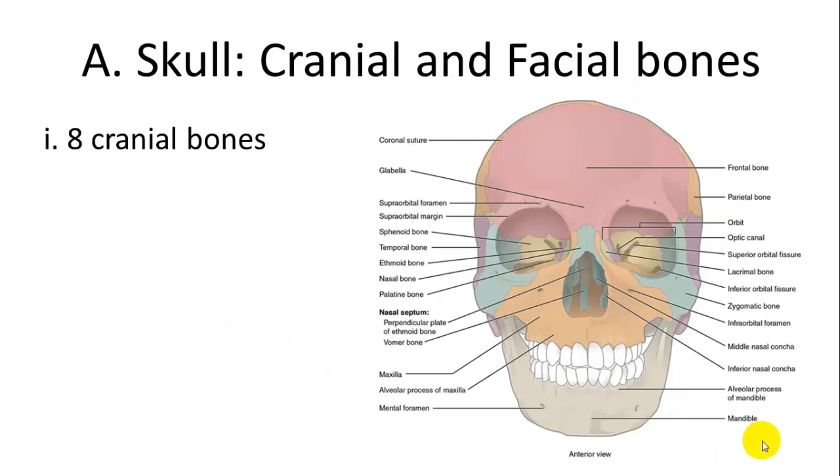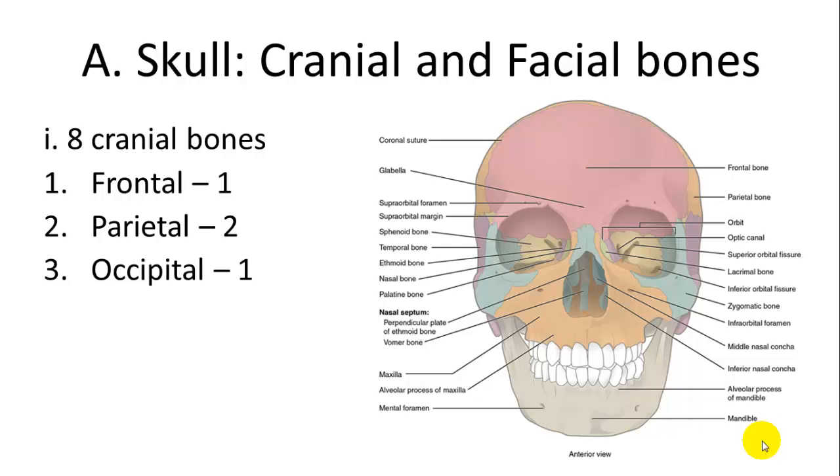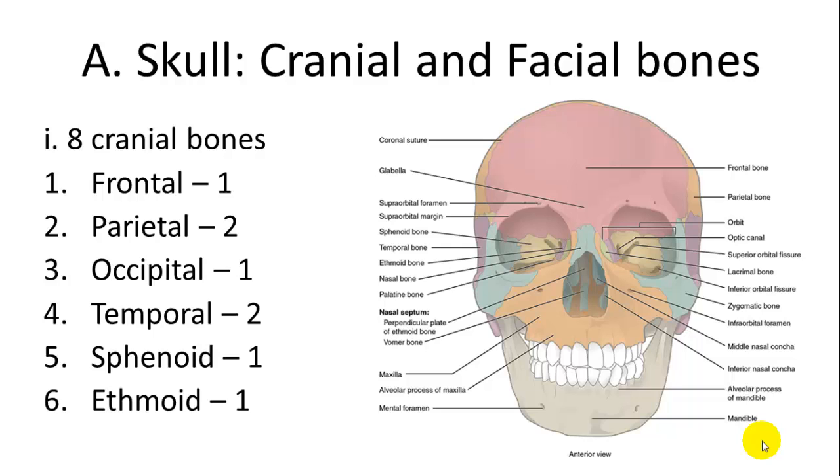The skull has 8 cranial bones. Some of them are paired and some of them are not. The frontal bone is the big forehead bone there. It has one of those. 2 parietal bones behind it, which you can't really see on this figure, but you see on some of the other ones. The occipital bone in the back. And the temporal, sphenoid, and ethmoid. Temporal on the side, sphenoid and ethmoid on the inside.